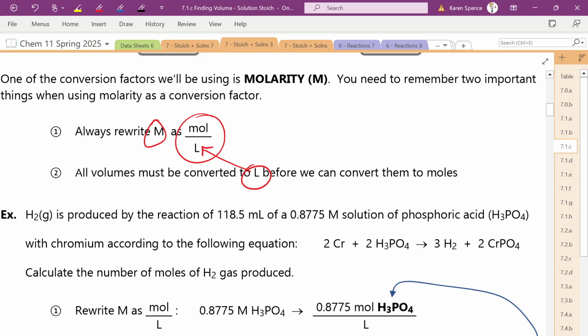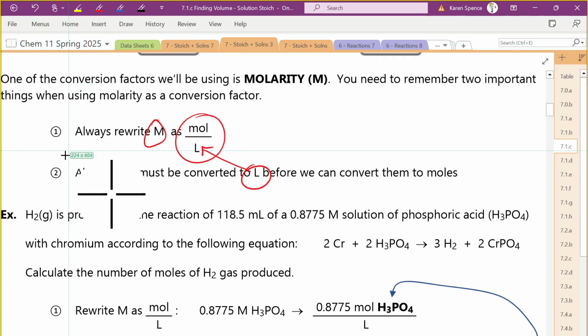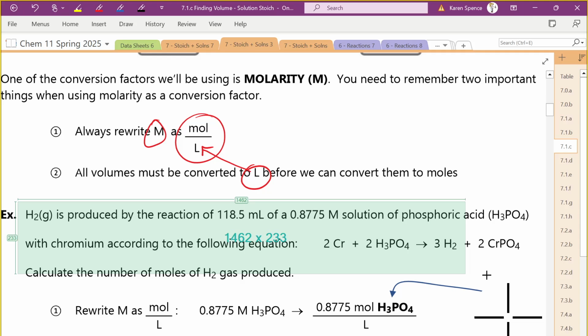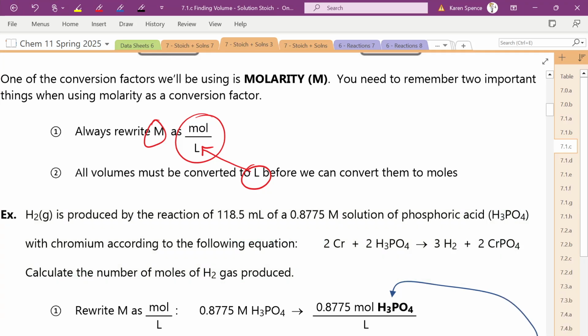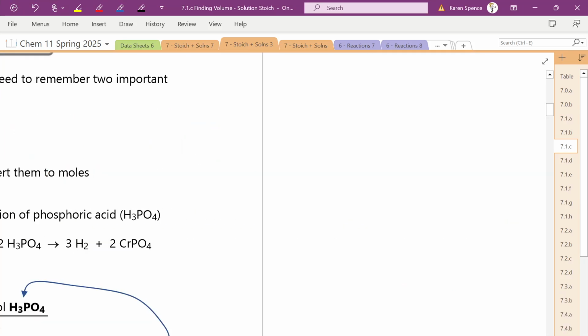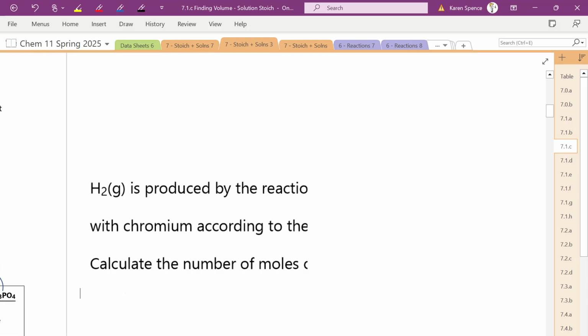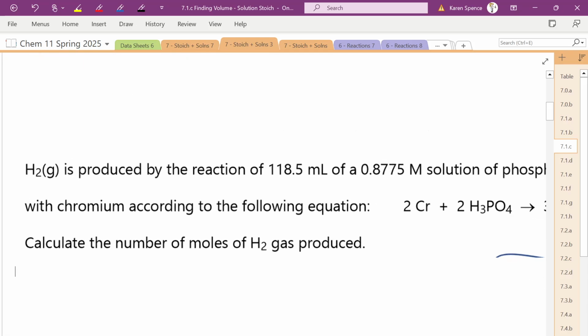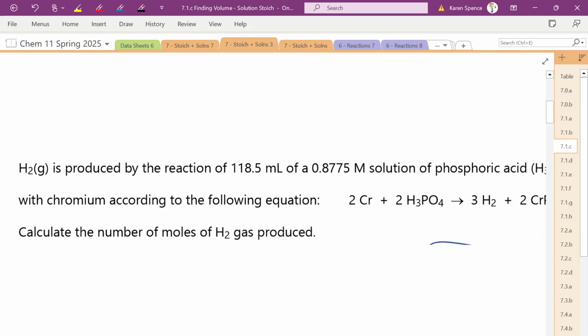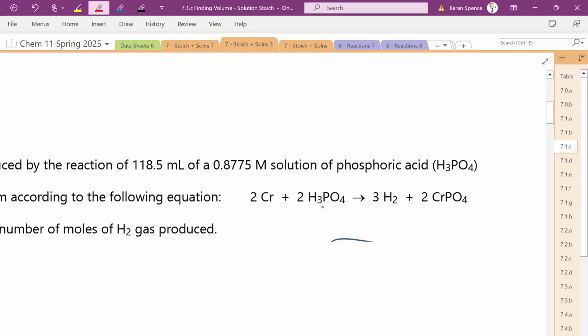So I'm just going to grab this question here. And if you want your own paper so you can follow along, you can do that, or the question is written in your book, obviously. So we have H2 gas is produced by the reaction of, we have phosphoric acid.